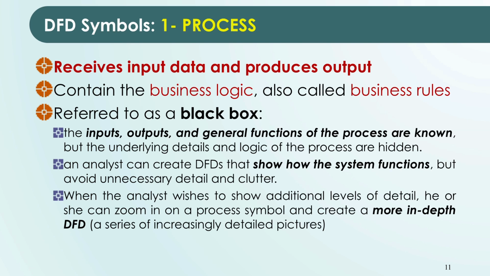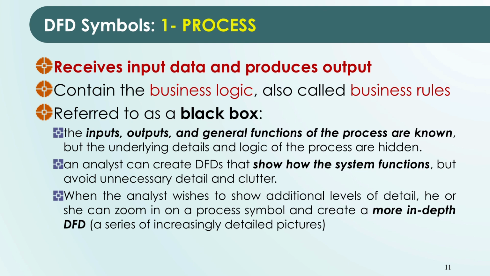Okay, let's elaborate the first symbol in creating the DFD. The first symbol in the DFD is the process. The process is where it receives the input data and produces output. The process must receive at least one data and produce at least one output. The process contains the business logic and also the business rules, or what are the tasks that must be done by the system.